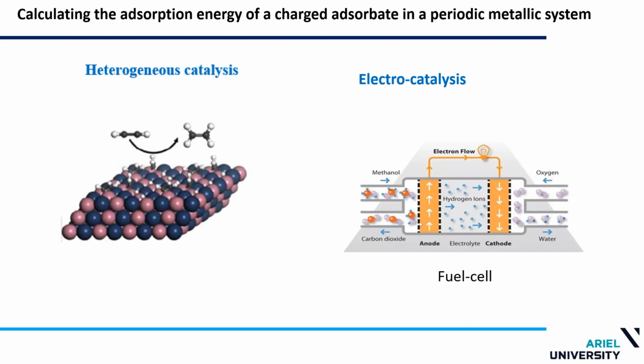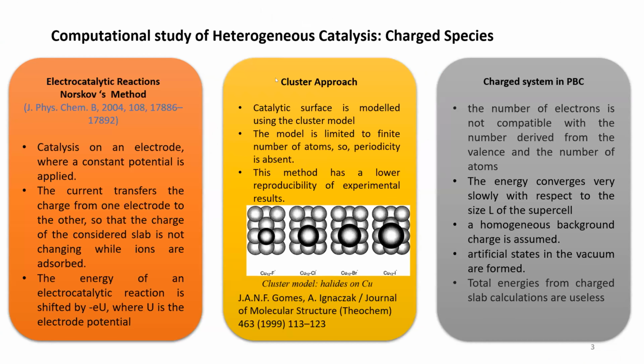When do we need such a calculation? Let's say when we do heterogeneous catalysis, the reactants are adsorbed and the products are desorbed. And if one of the reactants is charged, we need such a calculation. A special group of such calculations is electrocatalysis, in which the extra charge is transferred through the electrical circuit to the other electrode. So as a matter of fact, there are two ways of doing this calculation.